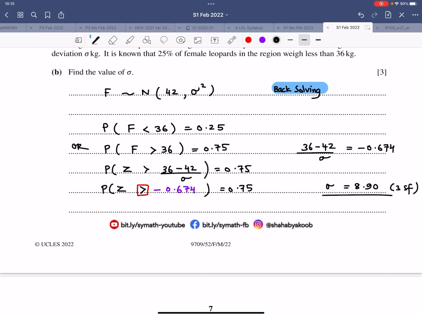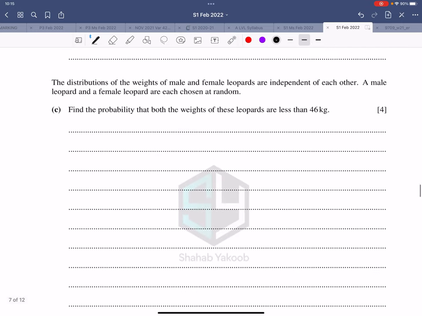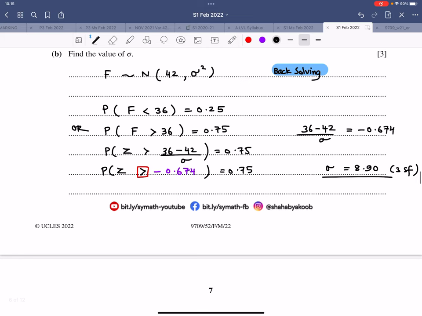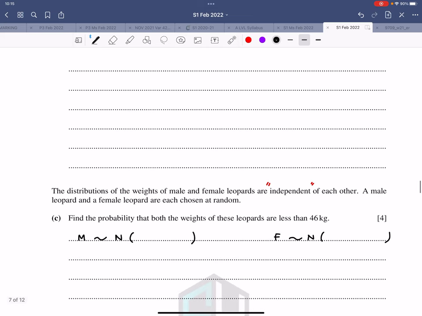Let's look at the third part. The distributions of male and female leopards are independent of one another. That's the key word, independent. A male leopard and a female leopard are each chosen at random. Male follows a normal distribution. I'll write the data. Female follows a normal distribution, for female it's 42 and 8.90 squared. And for male, this is 55 and 6 squared.